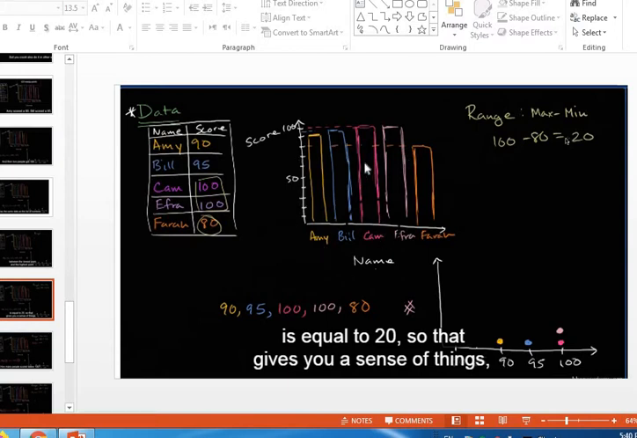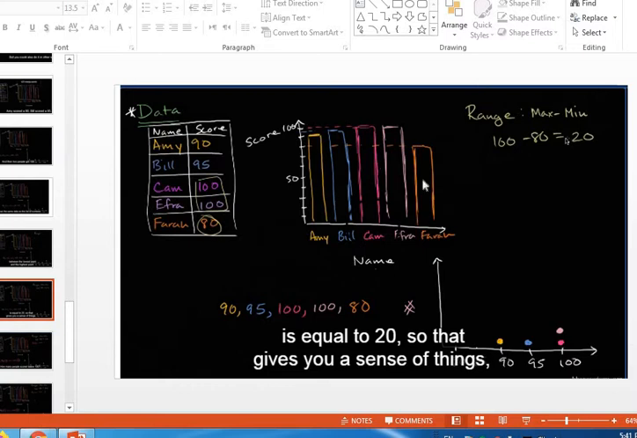And here, if you look at the histogram or the bar graph, the highest one is 100, as I see I have two 100s. I know the highest one is 100 and the least is 80. So 100 minus 80 gives you the same 20. And if you look at the table that shows us the data, the highest score is 100 and the lowest score is 80. So the range here will be 100 minus 80, which is 20, the same.